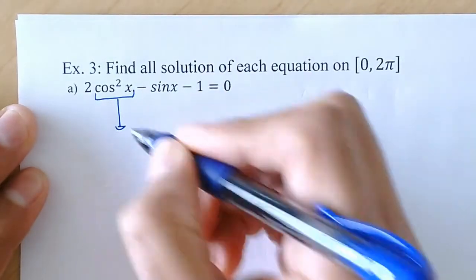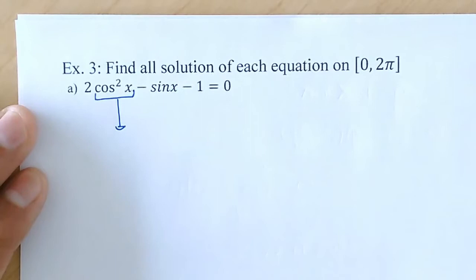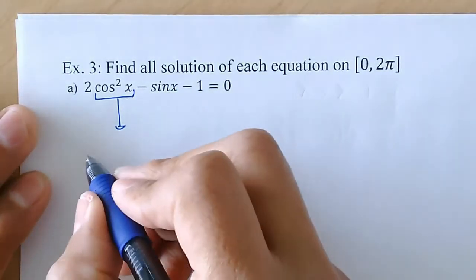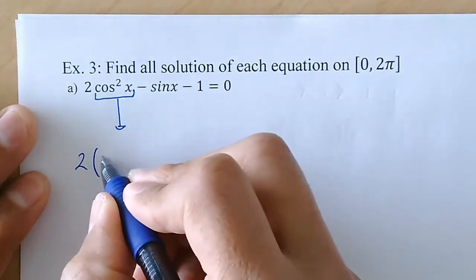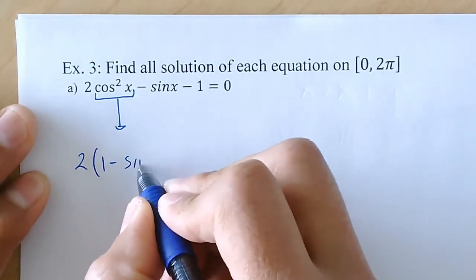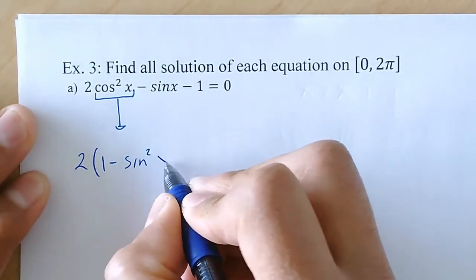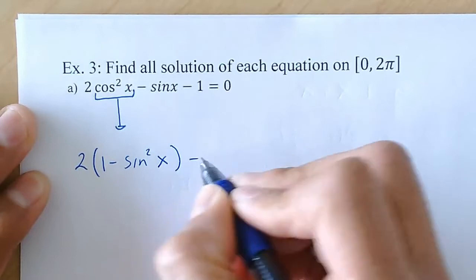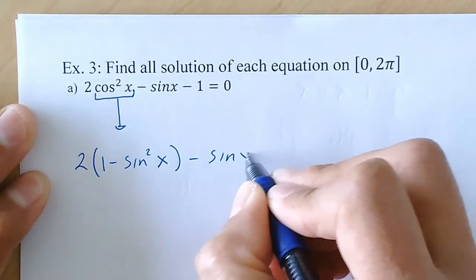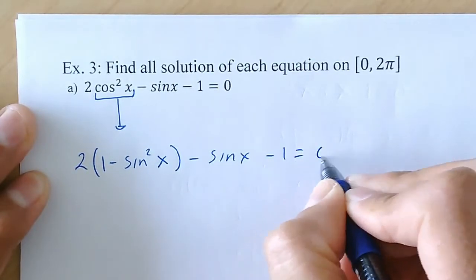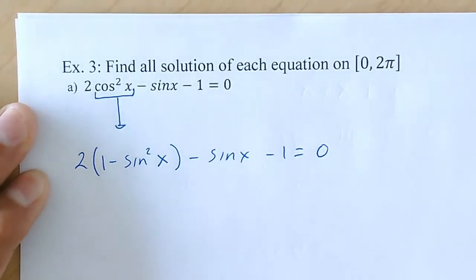I'm doing that because I want to be able to solve this equation and I have to be dealing with the same function. So I'm going to change cosine squared. I'm going to distribute into 2. I'm going to rewrite it, manipulate it a little bit. So pause and do a little bit of algebra.